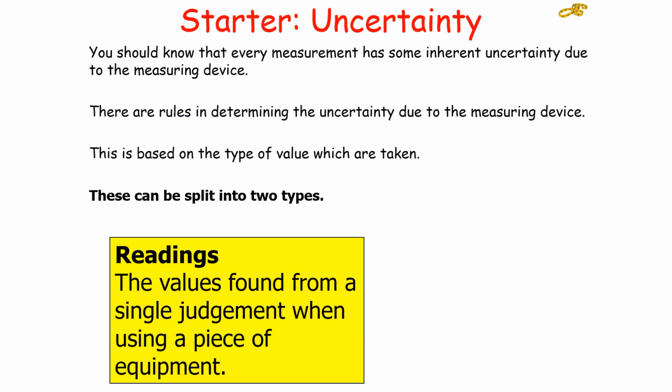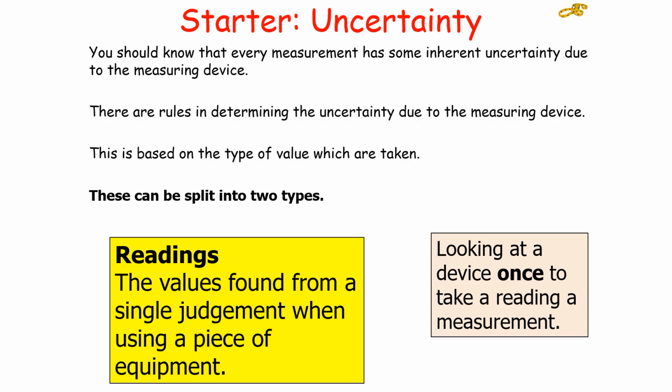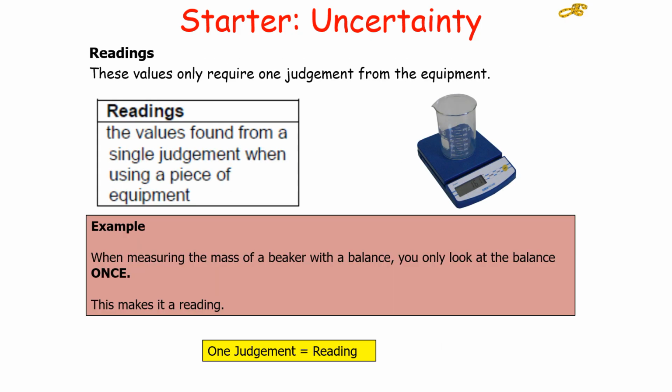Now, you can actually work out the absolute uncertainty in a measuring device due to how you take measurements and the resolution of the scale used. So there are two types of value you can take in a science experiment. There are readings, which are values found from a single judgment when using a piece of equipment. So you'd only look at the device once to take a reading. An example of a reading would be measuring the mass of a beaker with a balance. You only make one judgment, you only look at it once, so therefore it's a reading.